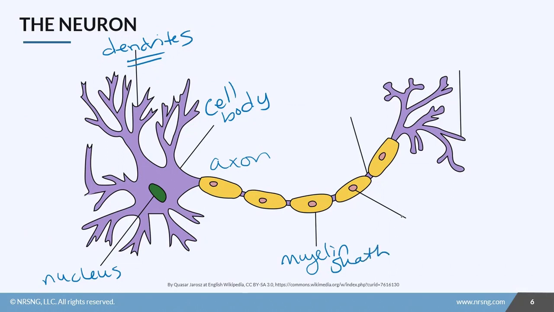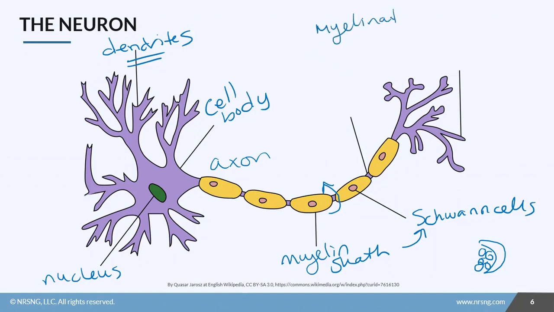The myelin sheath is formed by these cells, and these cells are called Schwann cells. Now, you only have a myelin sheath if the Schwann cell is able to wrap all the way around a single axon. If you've got one Schwann cell and multiple axons, you're not actually going to get it all the way around, so you're not going to have a myelin sheath. If it has a myelin sheath, it's called myelinated. And if it doesn't have a myelin sheath, it's called unmyelinated.